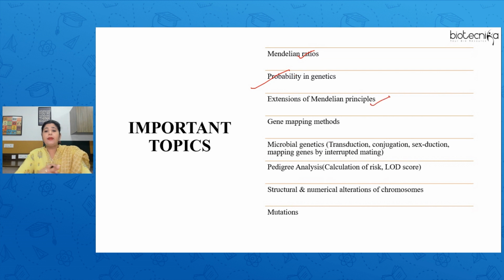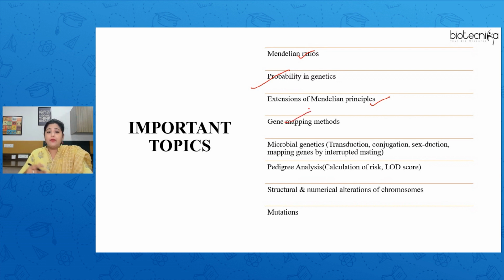Then extension of Mendelian principle, also questions are asked. So for probability, every year a question is there, either part B, mostly part C question in the exam. Then extensions of Mendelian principle, where you study terms like incomplete dominance, codominance, genomic imprinting, epistasis, pleiotropy, penetrance and expressivity. Based on these terms, questions are asked in the exam.